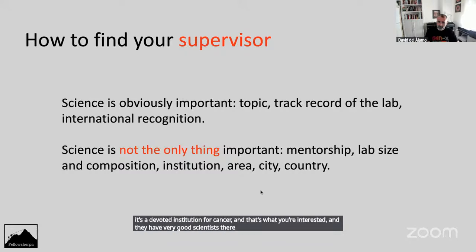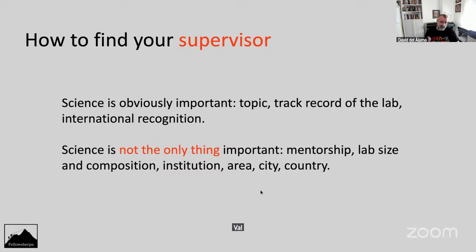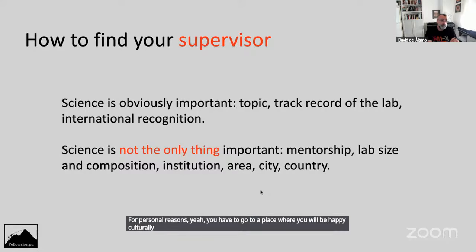So it's something you have to value yourself. And of course, the city and the country, also for personal reasons. You have to go to a place where you will be happy culturally and also in terms of weather and many other factors. Just take all these things into consideration. It's not just about science.